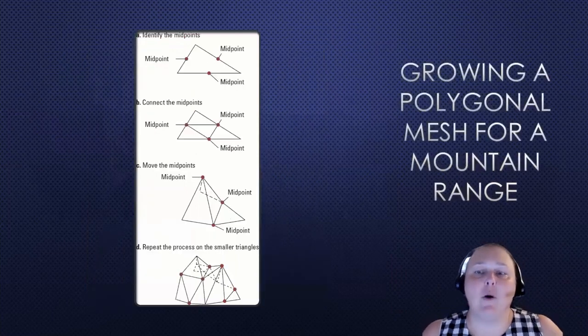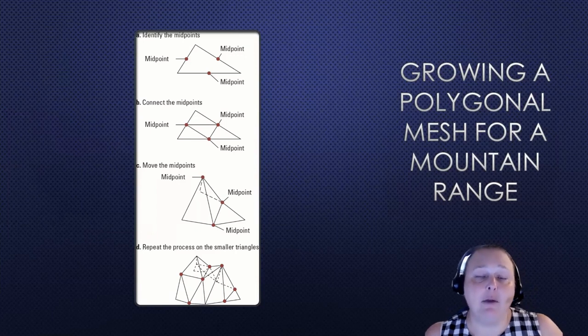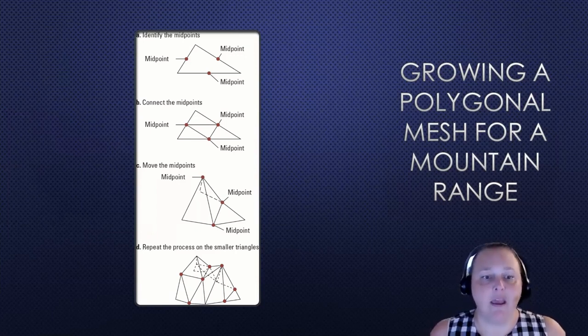Now, for example, if we want to grow a polygonal mesh for a mountain range, we start with our typical triangle shape. From those triangles, we connect midpoints, okay? So for A and B, we both have a two-dimensional object being shown. See, now we're moving into that three-dimensional realm. We're moving these midpoints out to give it depth, okay? And then we basically rinse and repeat.